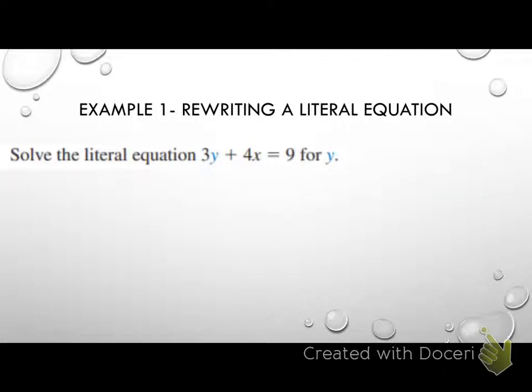So example 1, solve the literal equation 3y plus 4x equals 9 for y. Just solving this equation for y, trying to get the y by itself on one side of the equation. Can anyone raise your hand if you think you have an idea of what my very first step is going to be to get y by itself? Subtract 4x on both sides. Very good. I'm going to subtract 4x from both sides.